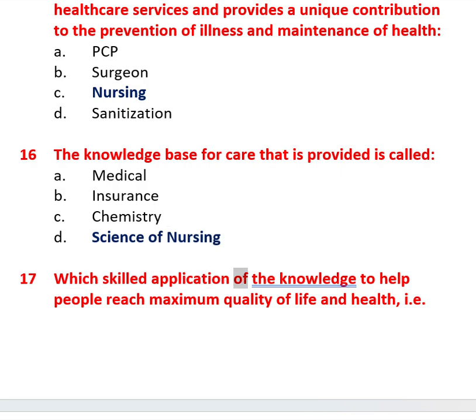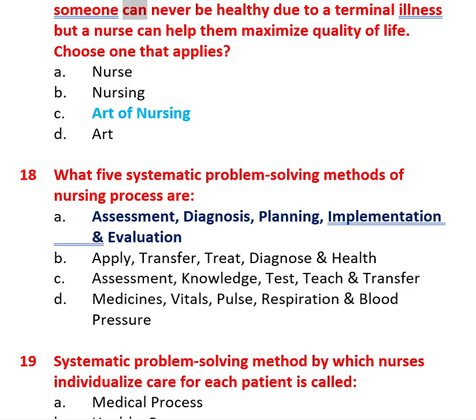17. Which is the skilled application of the knowledge to help people reach maximum quality of life and health, i.e., someone can never be healthy due to a terminal illness, but a nurse can help them maximize quality of life. Choose one that applies. Nurse. Nursing. Art of nursing. Art.